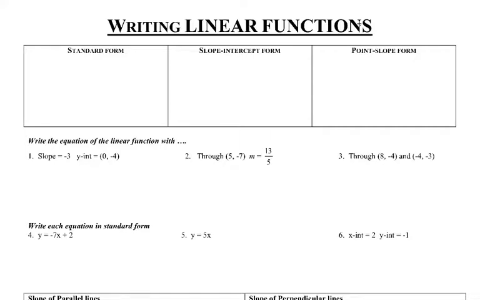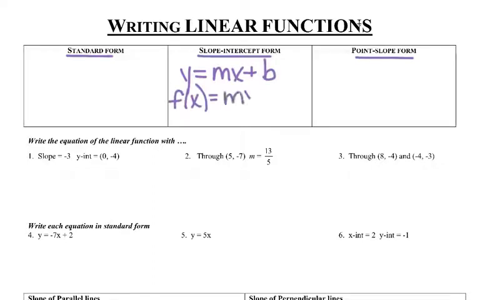So we've already graphed linear functions, graphed lines, and now we're going to write linear functions, or write the equations of lines. There are three forms of the equation of a line. The most famous form is y equals mx plus b, or as we are now going to say, f of x equals mx plus b. And we like this form because the m stands for the slope and the b stands for the y-intercept, and it makes it easy to graph the line.